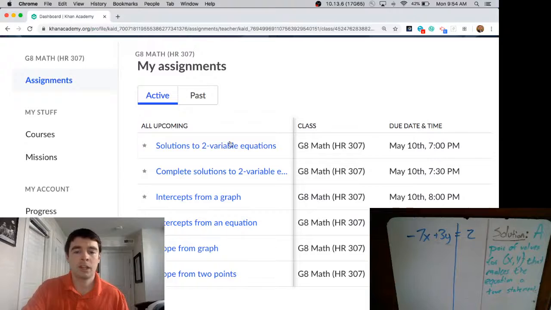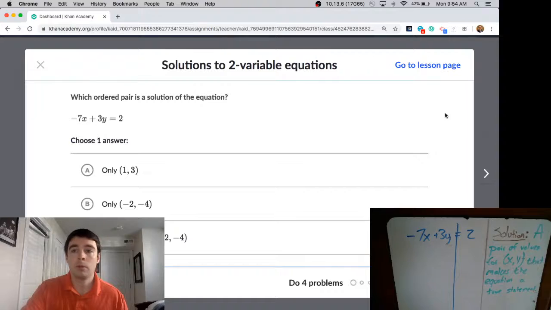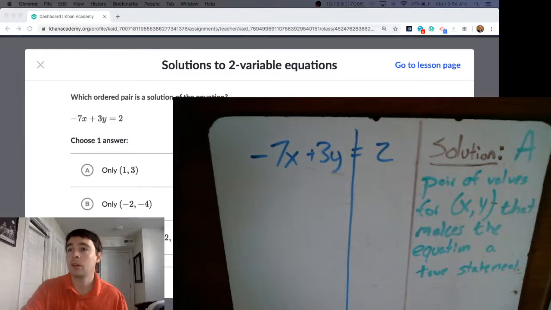Specifically, we're going to be looking at our first Khan Academy assignment this week, the one that's called Solutions to Two Variable Equations. So we're going to go ahead and open that up. Before we start looking at the first problem, since it's the first assignment, I want to talk on my whiteboard about changing our definition of a solution. So let's make that whiteboard a little bit larger.